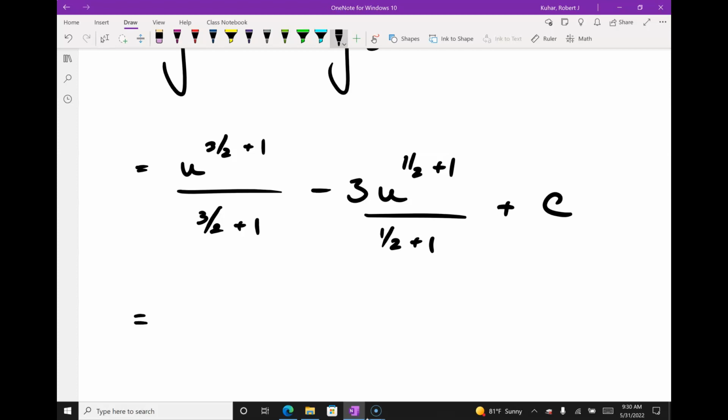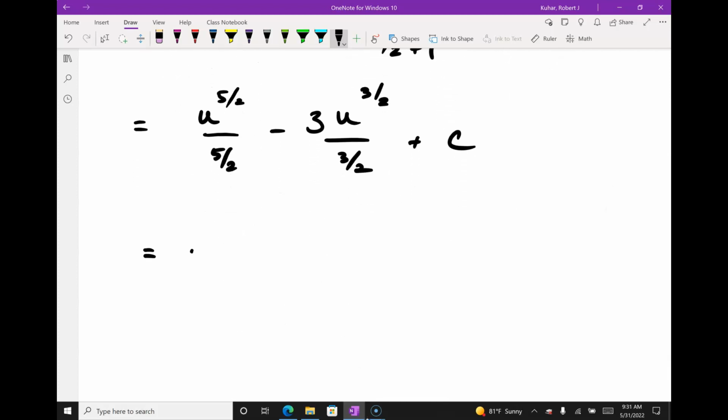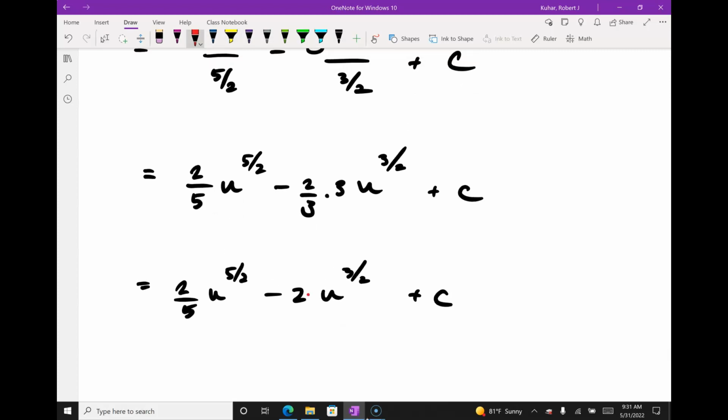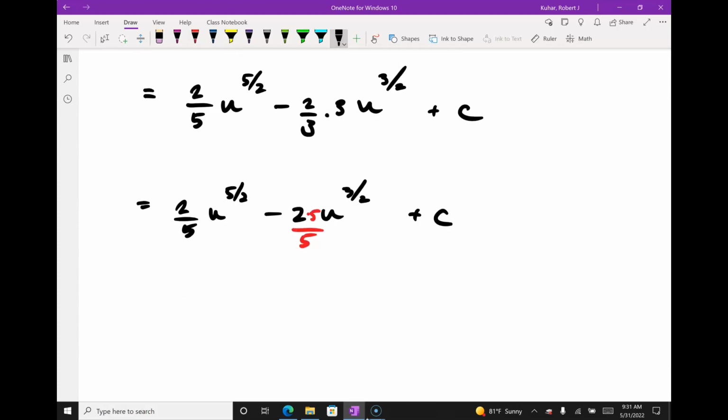Let's keep going here. 3 halves and 1 is what, 5 halves? Everybody okay here? My next step is going to be where I confuse you or lose you. But everybody okay up to here?